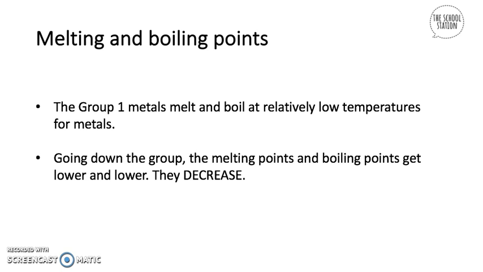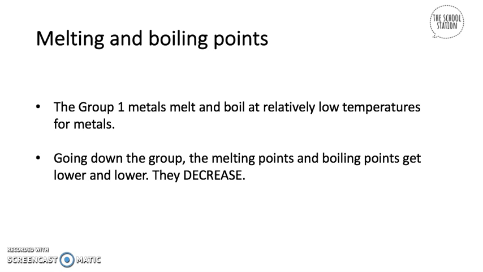The group 1 metals melt and boil at relatively lower temperatures for metals. So usually metals might melt and boil at higher temperatures, but the group 1 metals melt and boil at relatively low temperatures. So a typical metal may melt and boil at a high temperature, but the group 1 metals melt and boil at relatively low temperatures.